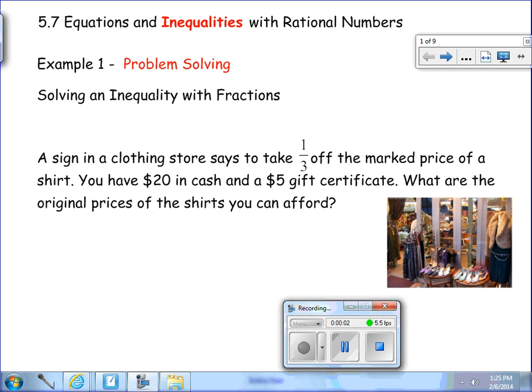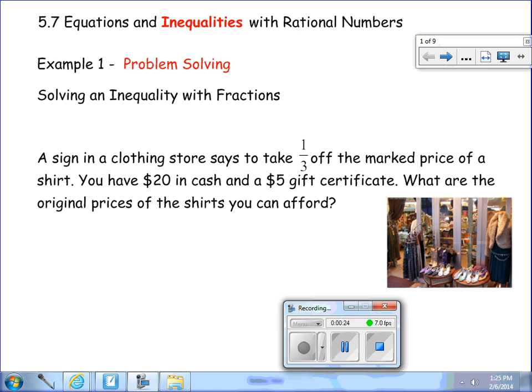In our section of 5.7, equations and inequalities with rational numbers, we're going to be dealing with solving problems with rational numbers and with decimals, and also solving word problems. So in our first example of problem solving, we're going to be solving an inequality with fractions.